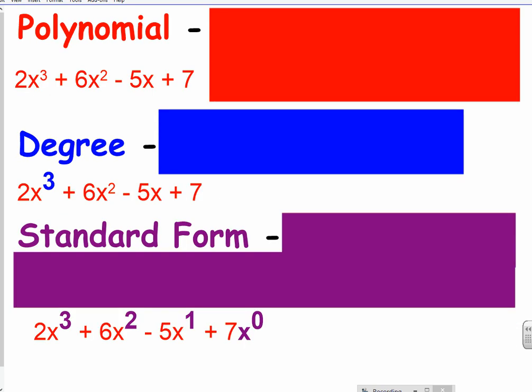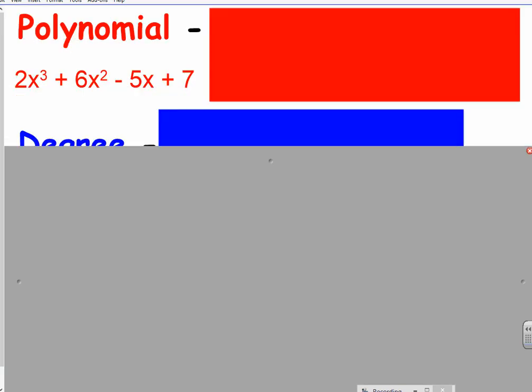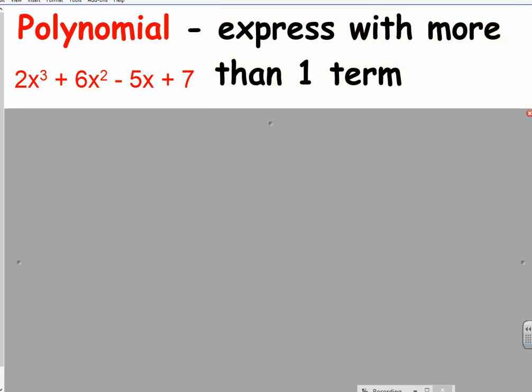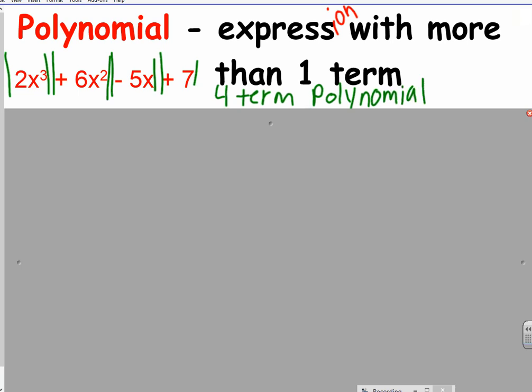So, new words for us. We're going to go over polynomial. Polynomial is a super fancy schmancy way of saying an expression with more than one term. We should say expression. An expression with more than one term. So if you see here, terms are separated by plus and minus signs. So this is our first term, second term, third term, and fourth term. So this would be a 4-term polynomial. And again, it's just an expression with more than one term.